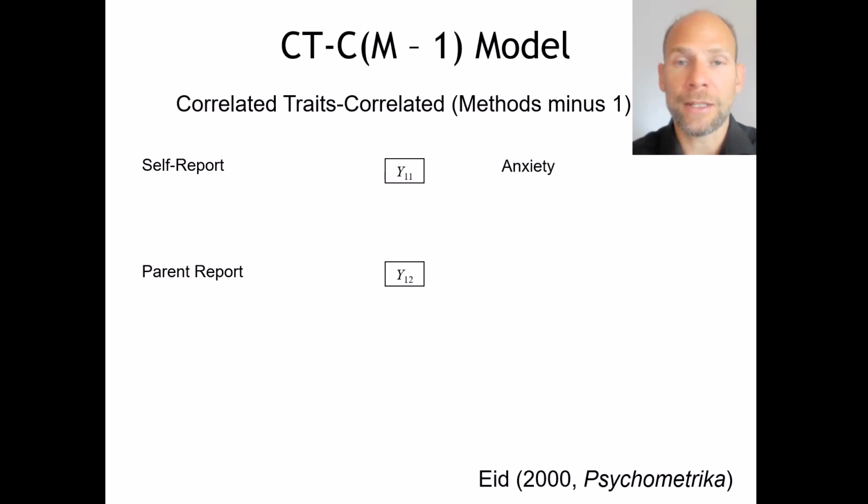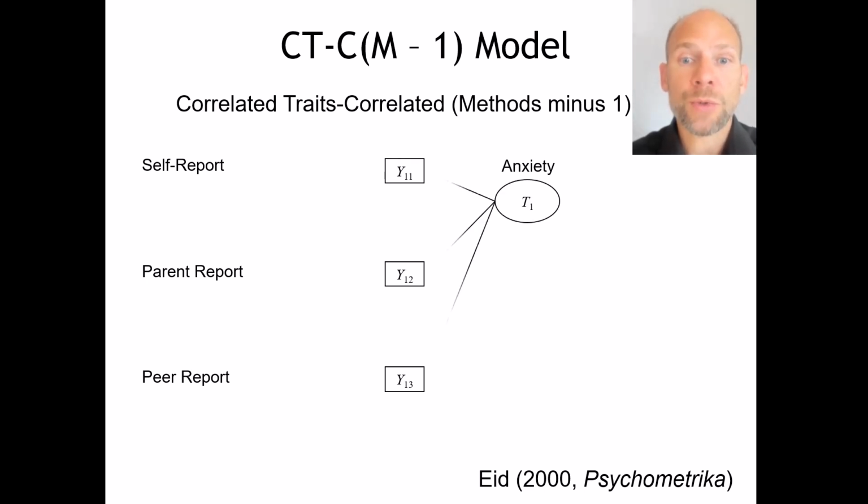And so you also collect a parent report, and perhaps you also collect peer ratings of those children's anxiety. So you have three different sources of information to measure anxiety in children: a self-report, a parent report from those children, and also a peer report. And then obviously, in terms of confirmatory factor analysis, we may assume that these three measures are reflective of a common trait factor, here labeled as T1, which would be our anxiety factor.